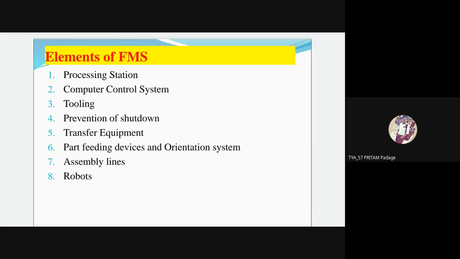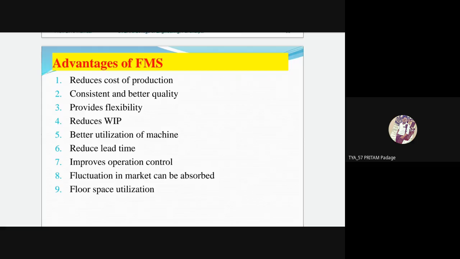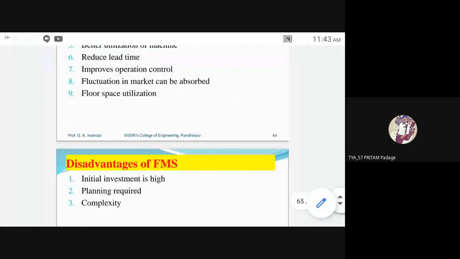Assembly lines. Assembly lines are also available. Now assembly line is nothing but to assemble whatever product we have manufactured. Whenever a certain component is there for assembly, there will definitely be robot systems.